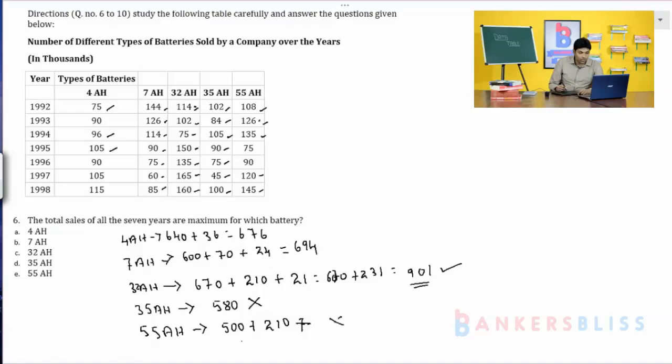No, you won't get 190. Therefore the maximum value is 901. 901 belongs to 32 AH. So 32 AH is the right answer.